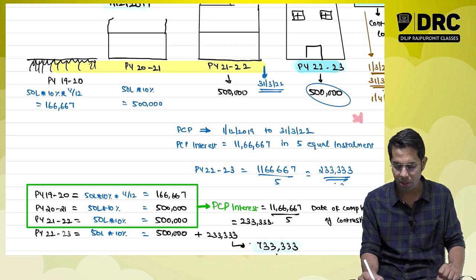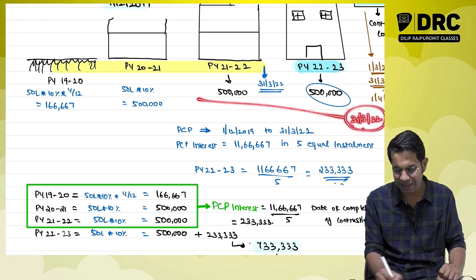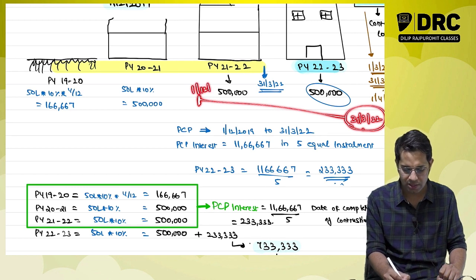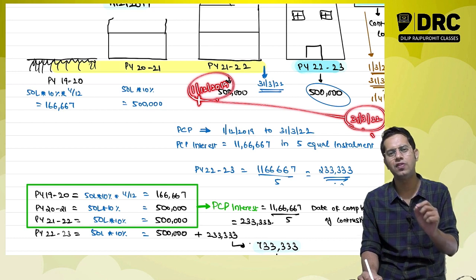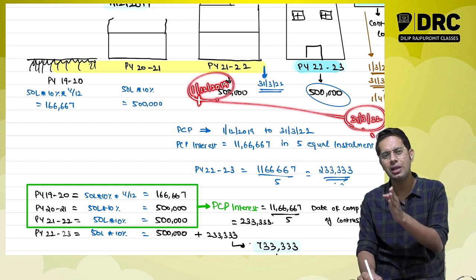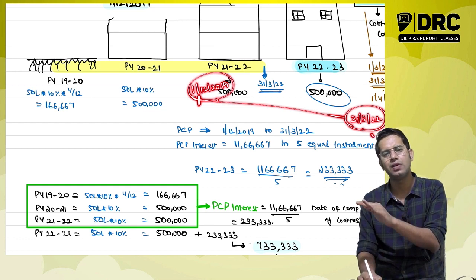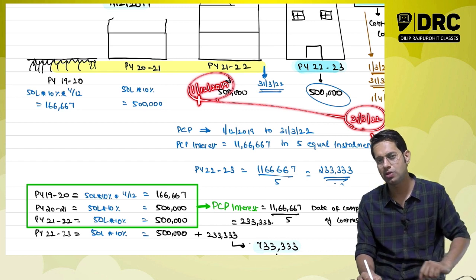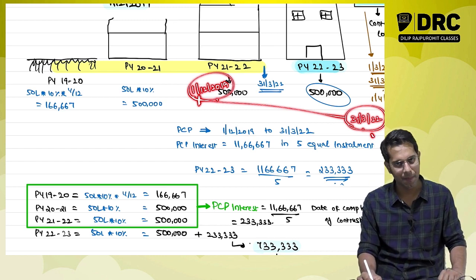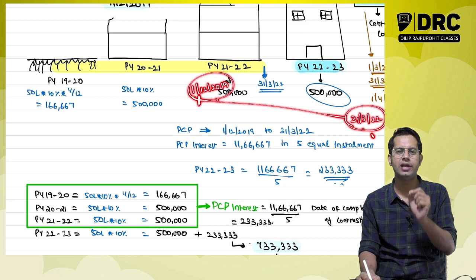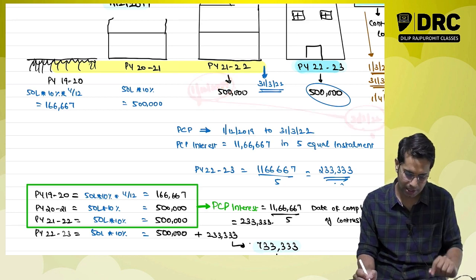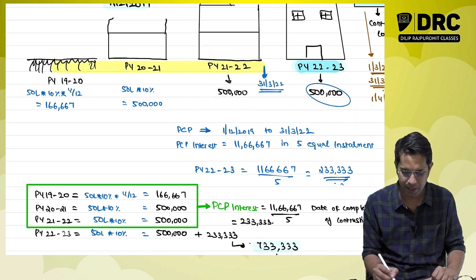It ended on 31st March 2022. So the period from the date of taking the loan, 1st December 2019, till 31st March 2022, till the end of the previous year before the previous year in which the construction was completed, that period will be called the pre-construction period.